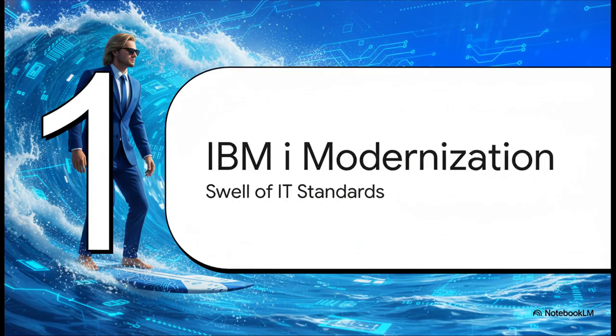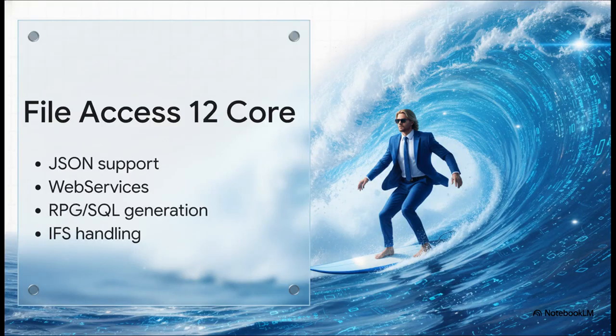All right, Section 1, IBM i modernization, the swell of new IT standards. Let's get into it. You know, new business demands require truly modern IT processes. You absolutely have to handle JSON files, you need to exchange data via HTTP web services, and you've got to manage incredibly complex XML. And I want to be really clear about a fundamental truth here. No other tool can implement these functions and necessities as perfectly as File Access and Transfer Data.